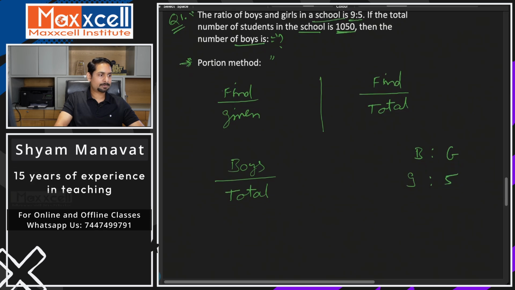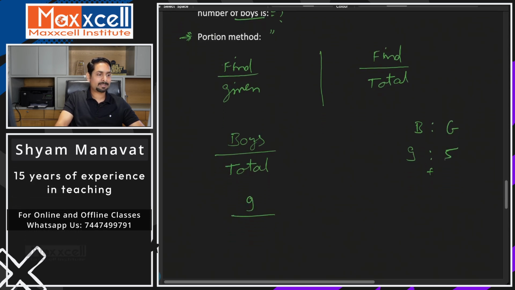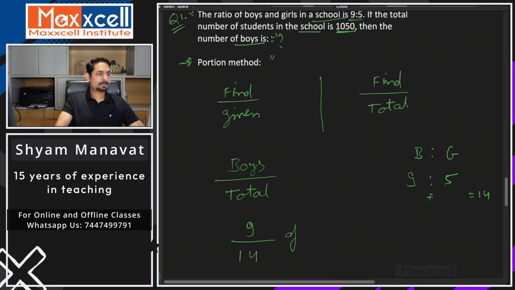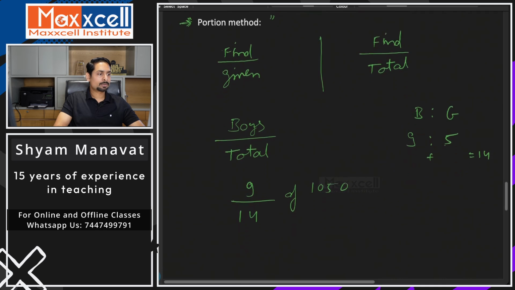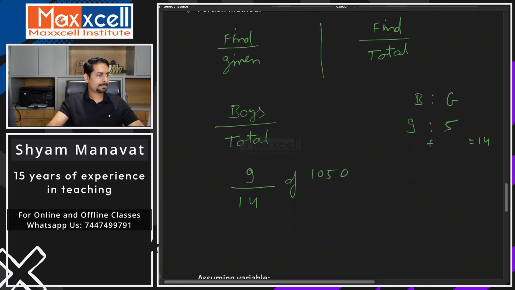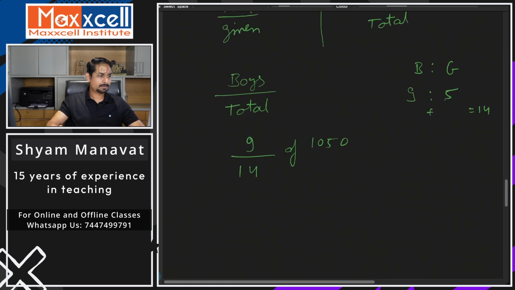So the boys' portion is 9 and the total portion is 9 plus 5, which is 14. So the total portion is 14, of the total value given, which is 1050. So how do we read this? Stay with me. I know we are starting this topic, so it's new, with different terms, so it might be a little confusing, but stay with me. I'm sure you will understand.